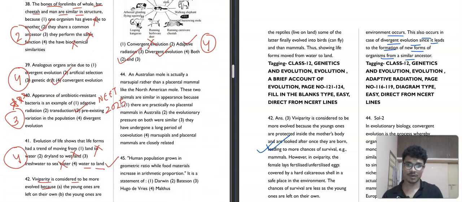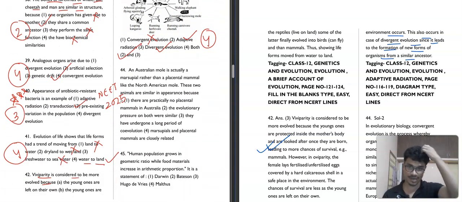Then question number 44. It is saying that an Australian mole is actually a marsupial other than a placental mammal. Why is it so? Like the North American mole, these two animals are similar in appearance because they are practically two no placental mammals in Australia. This is not correct.